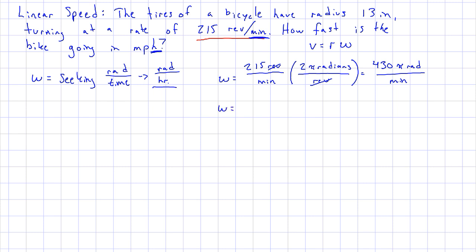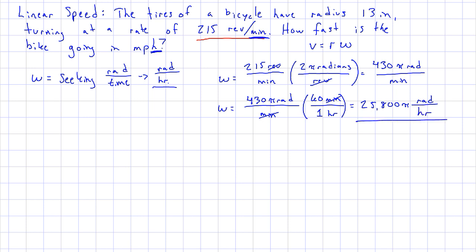I'm going to cancel the minutes. That means that whatever I multiply this by has to have the minutes in the numerator in order to appropriately cancel. So I'm going to copy this down: 430 pi radians per minute. Well, I know that there are 60 minutes in 1 hour. The minute units cancel, and I end up with 25,800 pi radians per hour. This was what I was seeking, so that's part of the way there.